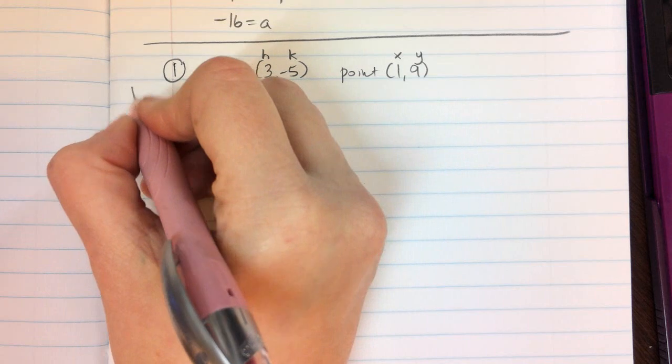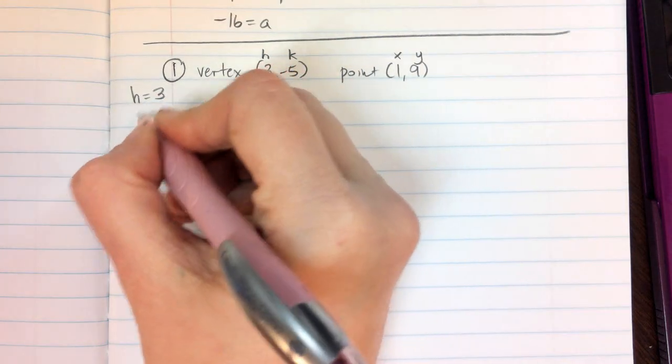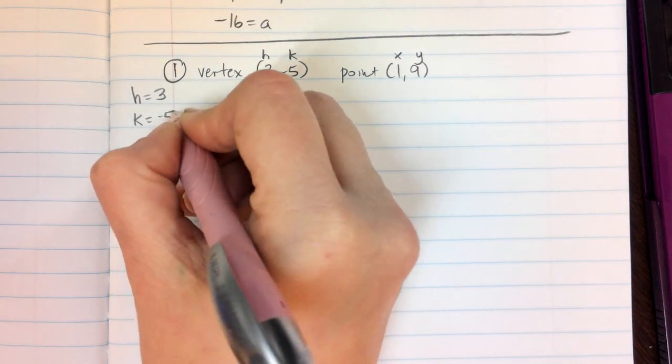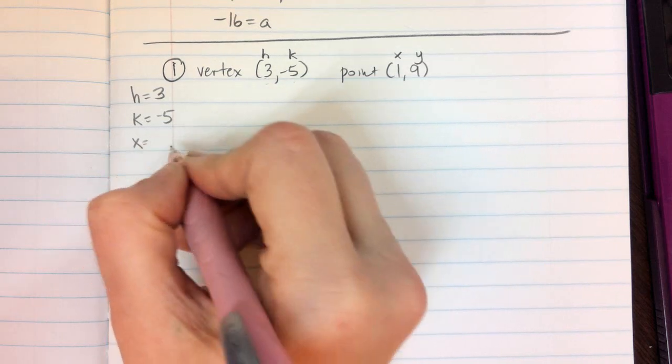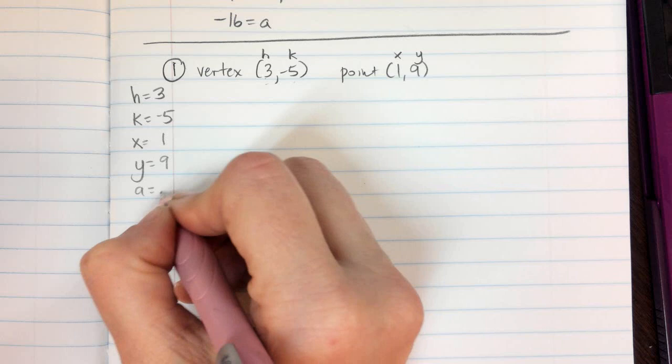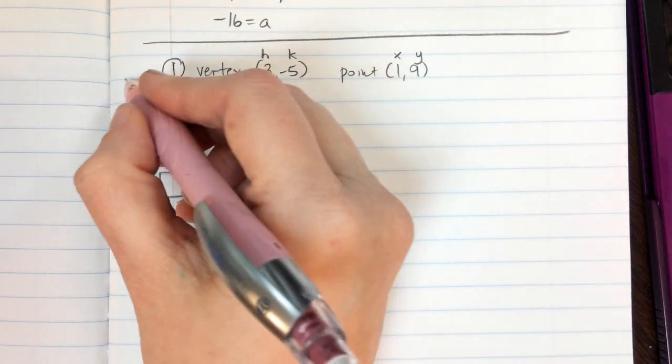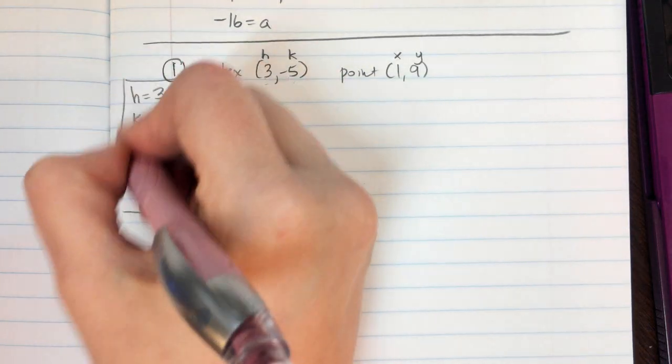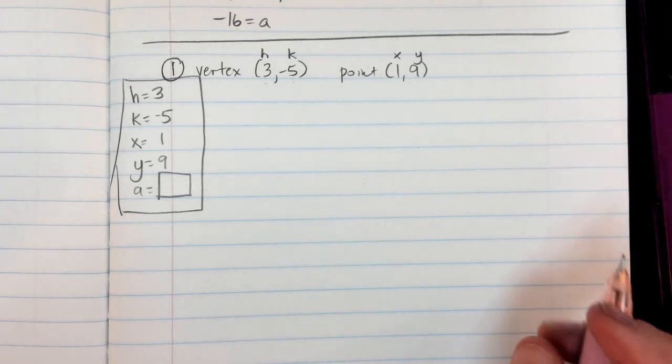So I'm going to write that information. H equals 3, k equals negative 5, x equals 1, y equals 9, and I don't know what a equals. A is the big mystery, okay? This is the information that I have available to me, okay?